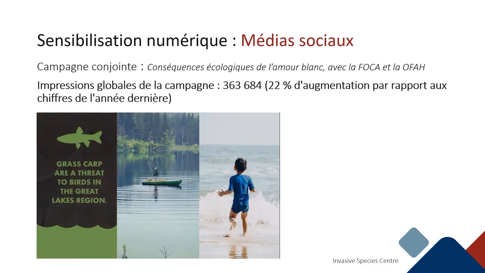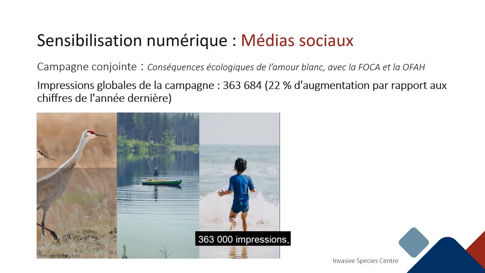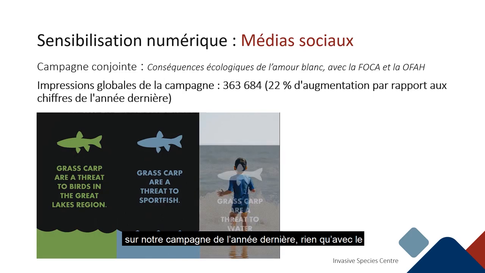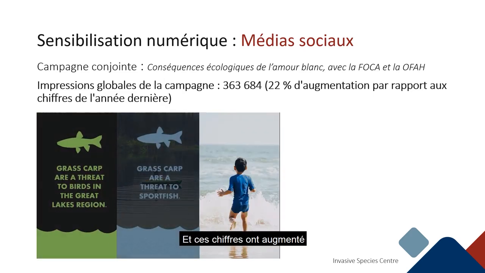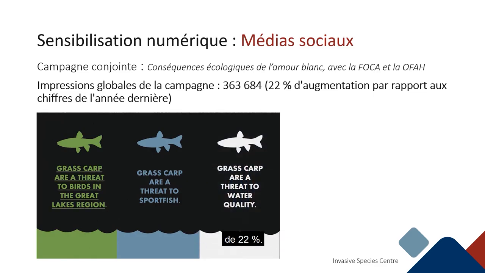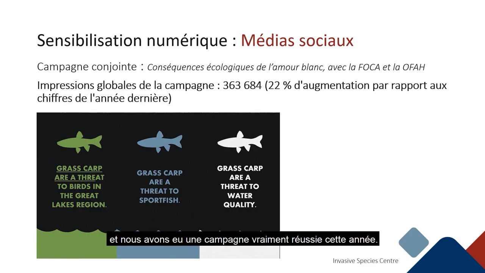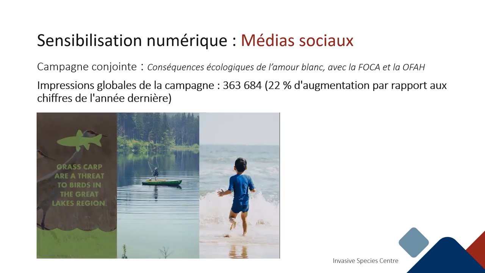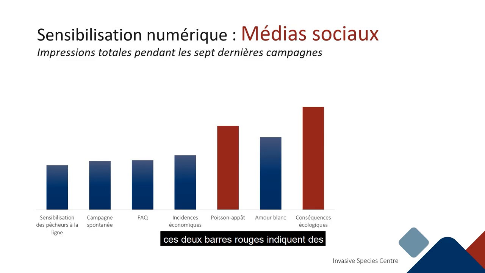So we each took a turn each week posting on one of these three topics, and some of us boosted all of the posts, some of us didn't, so there was some advertising dollars behind them. And overall, we had 363,000 impressions. We did a campaign last year, just the Invasive Species Center and the OFAH, and these numbers were increased by 22%. So we learned a lot, and we applied that, and we had a really successful campaign this year.